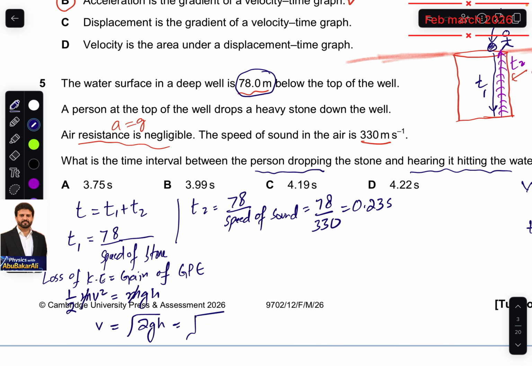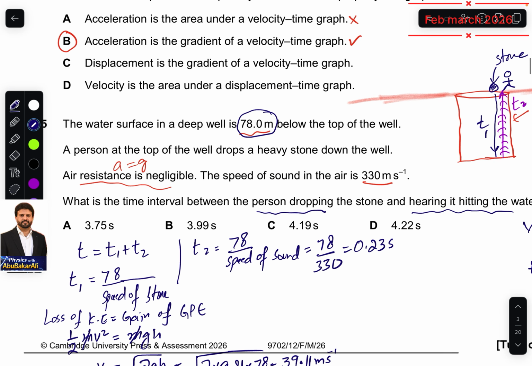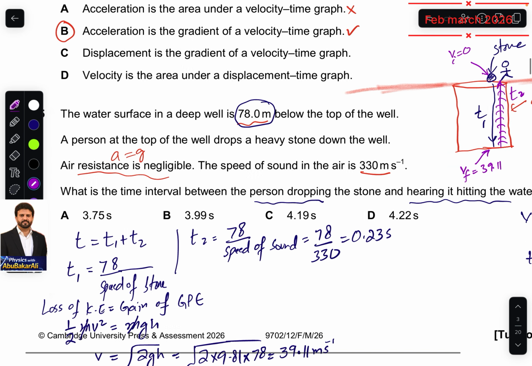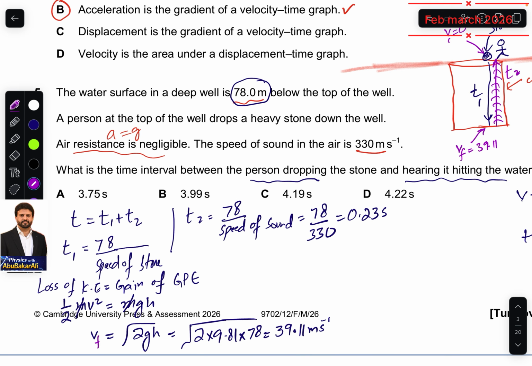When I put in the values, g is 9.81 and h is 78. What will I get? 39.11 meters per second. This is the final speed. When the stone started, the initial speed was 0. When it hit the ground, its speed is 39.11, which I have calculated. This is the Vf when it reached the ground.